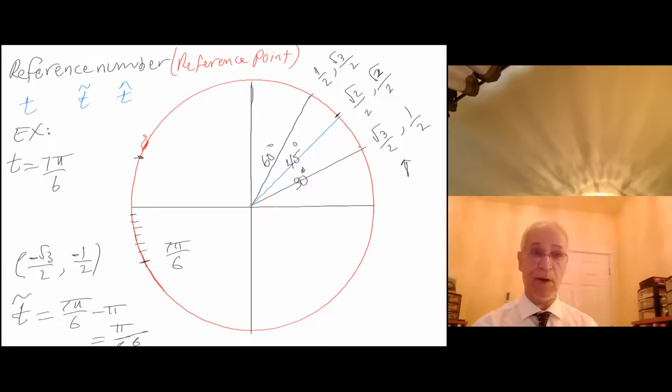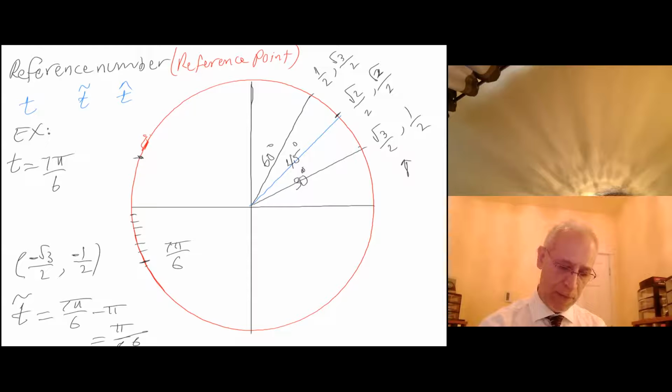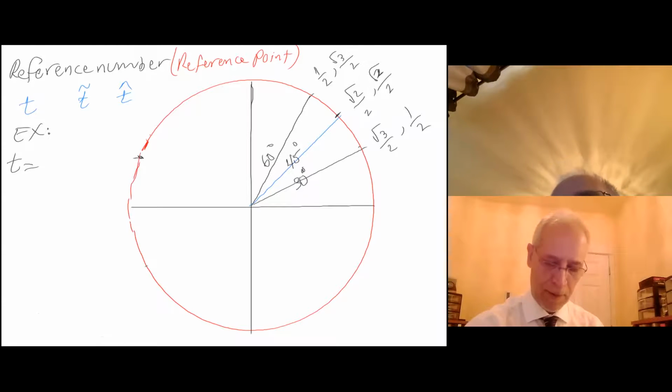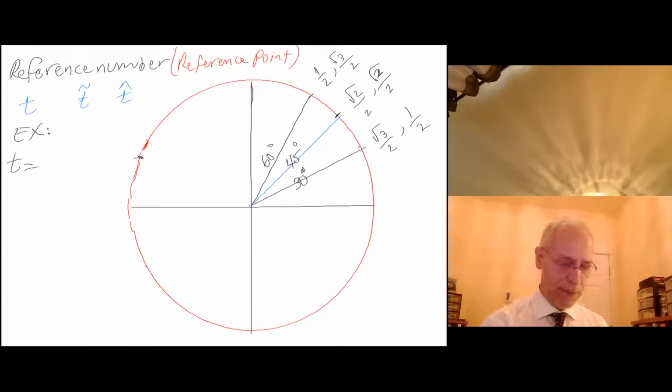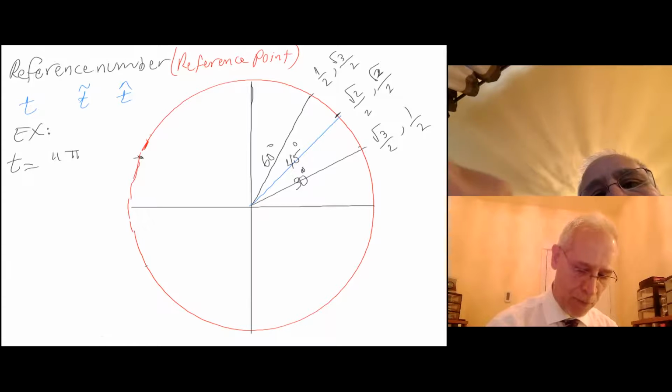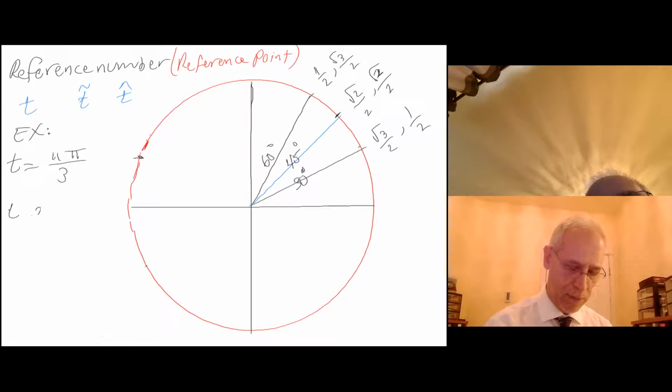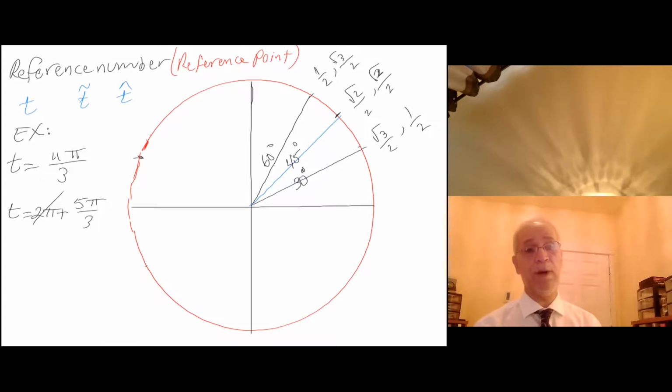Let's do another example, something other than quadrant two. Let's this time have t equals 11π/3. I don't know about you, but I'd like to make my life easier and say that this is the same as t equals 2π plus 5π/3, and totally ignore this 2π.